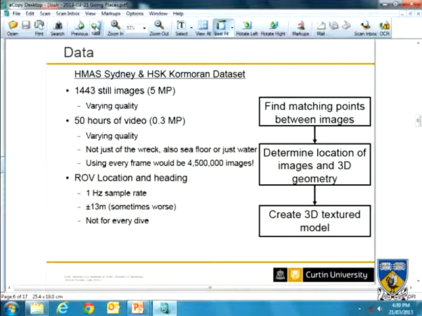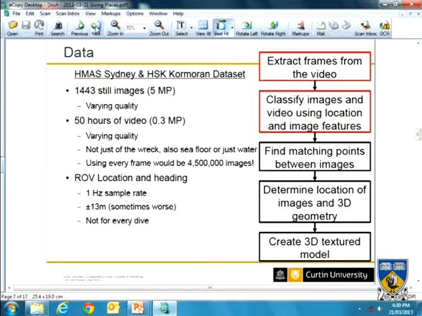So from here, we made a few changes, and hopefully these changes do help a lot. First of all, we need to extract all the frames from the video, but hopefully we need to do this in a smart way. After that, if we can classify the images and the video, we can hopefully make things neater and nicer and structure our data set a bit better.